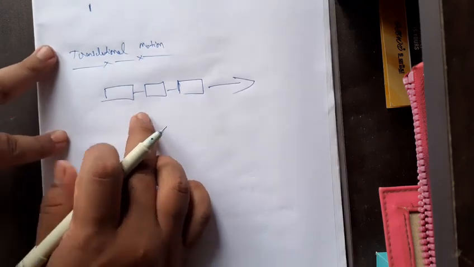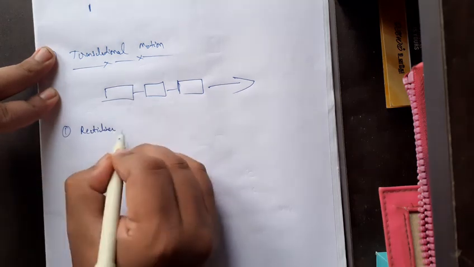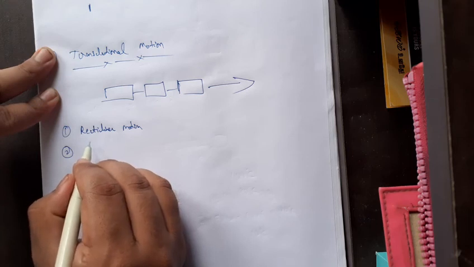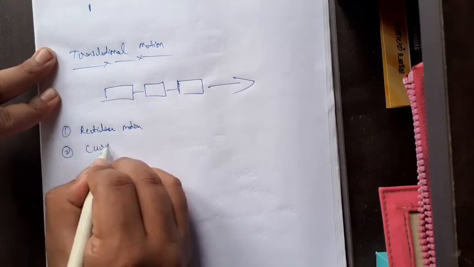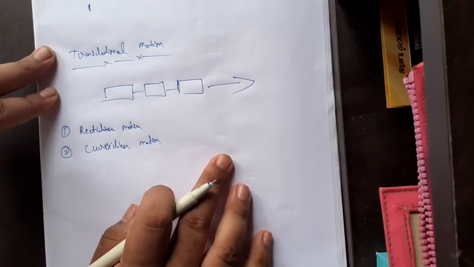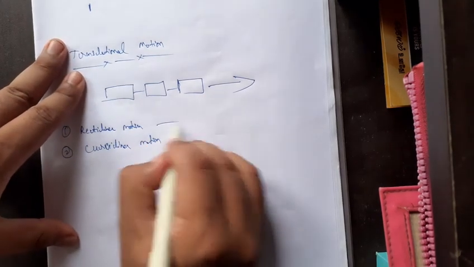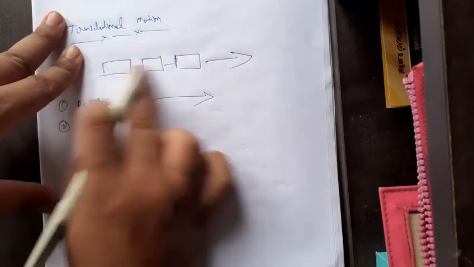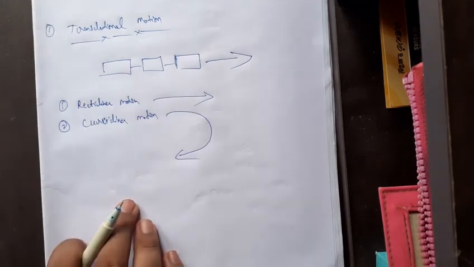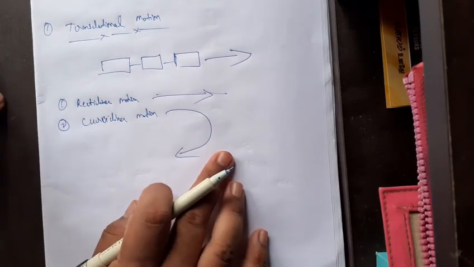Now translational motion is also of two types: rectilinear motion and curvilinear motion. Rectilinear motion means whenever an object is moving with all parts in a straight line, it is rectilinear motion. Suppose a train traveling. And curvilinear motion means when it is moving on a curved path. Both examples would be of a train. If a train is moving in a straight line, it is rectilinear motion. When it is moving in a curved line, it is known as curvilinear motion.